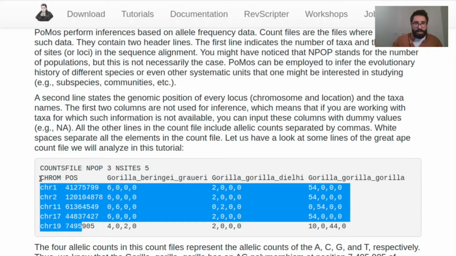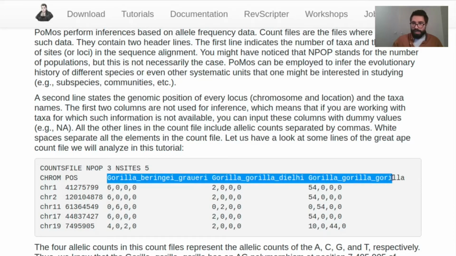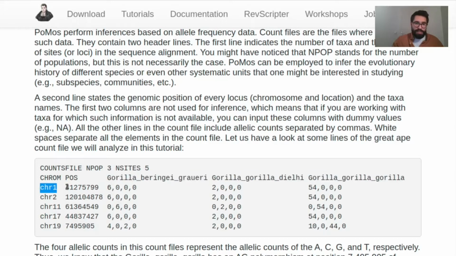At the second header line, we state the genomic location of the sites, so the chromosome and the genomic position, and then right following this we have the names of the 3 taxa in our alignment, in this case Gorilla beringei graueri, Gorilla beringei beringei, and Gorilla gorilla gorilla. All the remaining rows include information about the specific chromosome at which the site is, the specific genomic location at which the site is, and the allele frequencies. And the allele frequencies are represented using these counts or count patterns that we use.